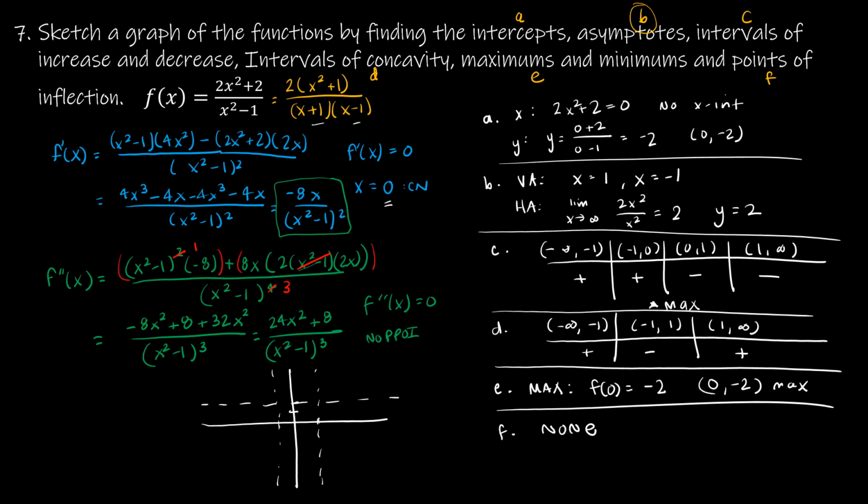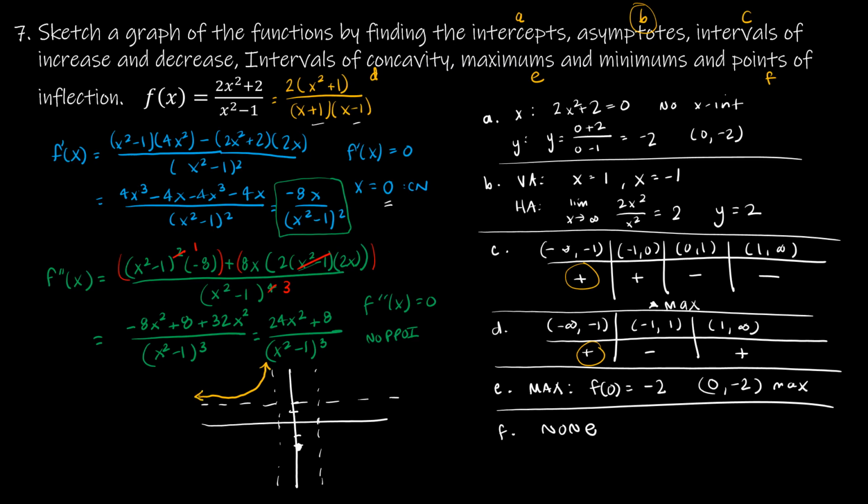Now I know that there's no x-intercept, there's a y-intercept at negative 2. So in that first section, we're looking at increasing all the way to -1, so that's the first section, and concave up. So that's going to look like this.